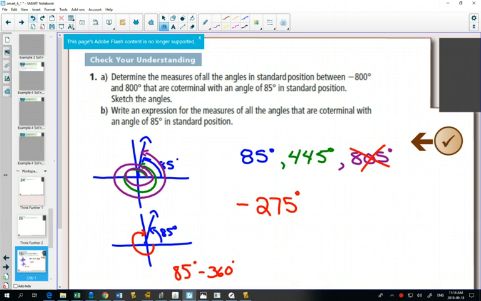And if I started from here, went all the way around once, and then went around again, it would be like going to negative 275 and then subtracting another 360, which will get me at negative 635 degrees.